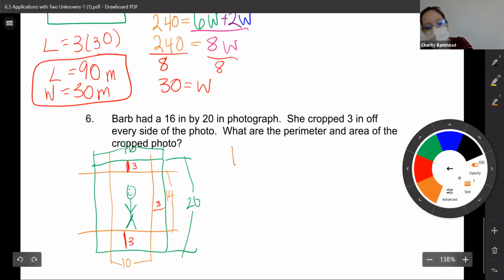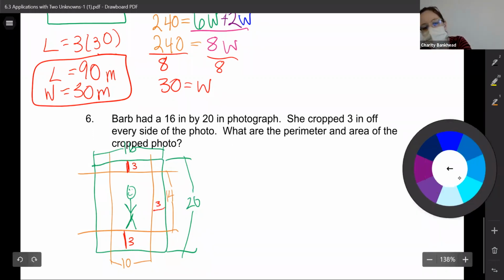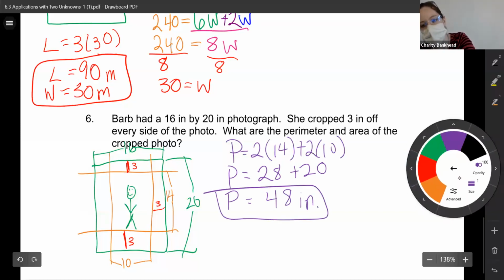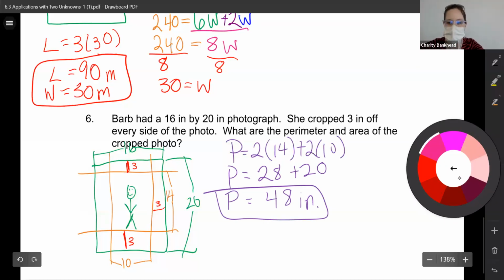So the perimeter: 2 times 14 plus 2 times 10. So that's 28 plus 20. So the perimeter is 48 inches. And then the area, you have to multiply the length times the width. So 14 times 10 equals 140.